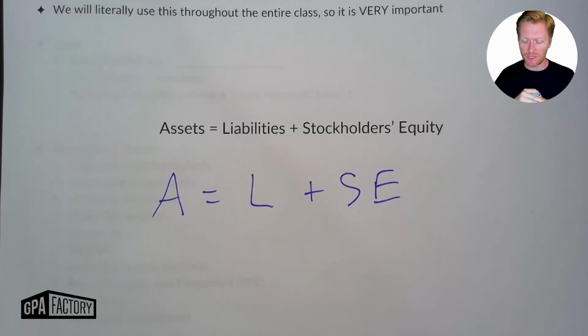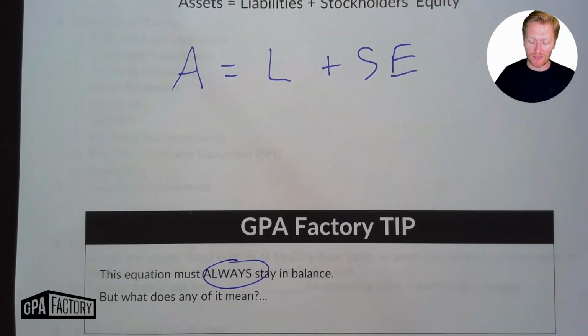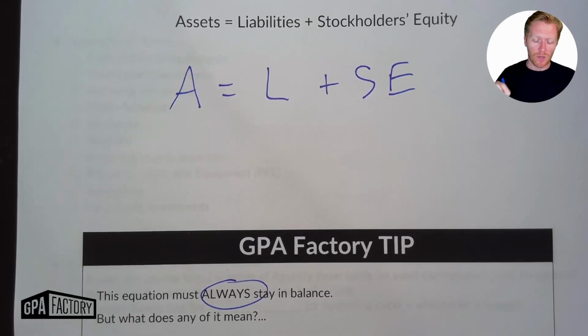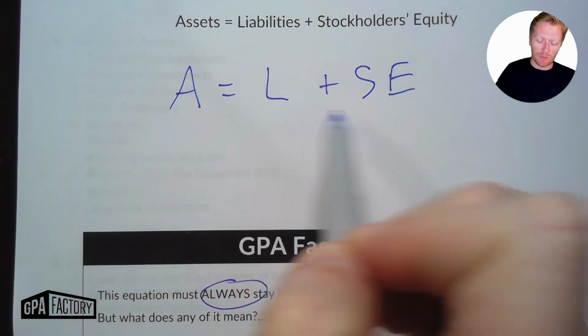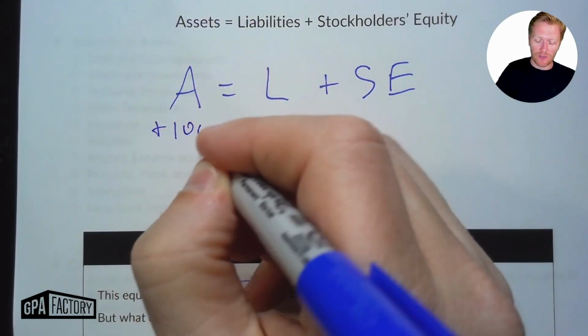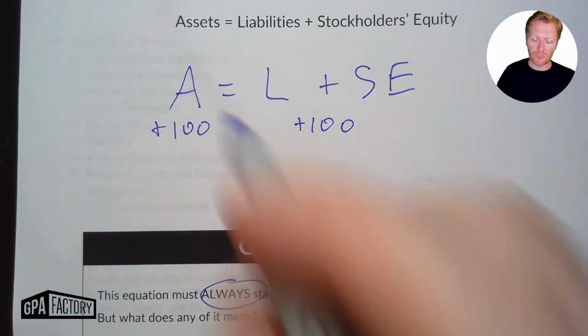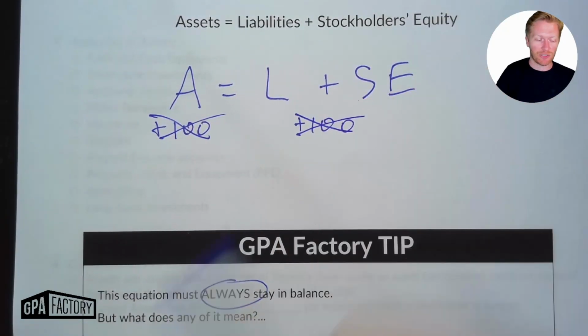So this equation must always stay in balance. This is like any other math class. We learned this when we were in the first or second grade, that an equation must remain in balance. Now, what people will sometimes get confused on is they'll say, oh, that means that A equals L plus SE. If we add, say, 100 to the left, that means that we necessarily need to add 100 to the right. But I'll say that that's not necessarily true.